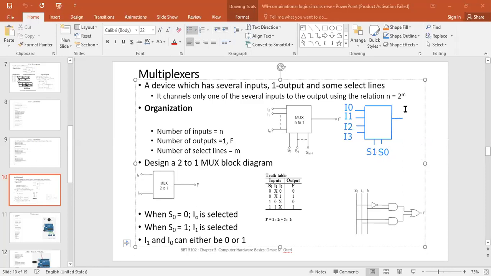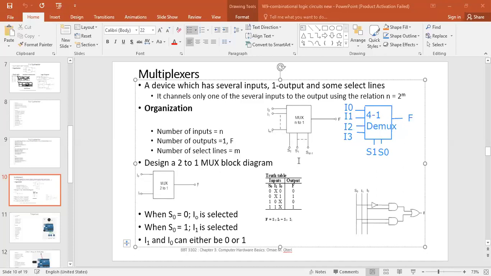So our output is basically F. And here we indicate basically a 4 to 1. Usually we call it the mux in short. That's the diagram we expect. We are talking about four inputs and one output with two select lines.